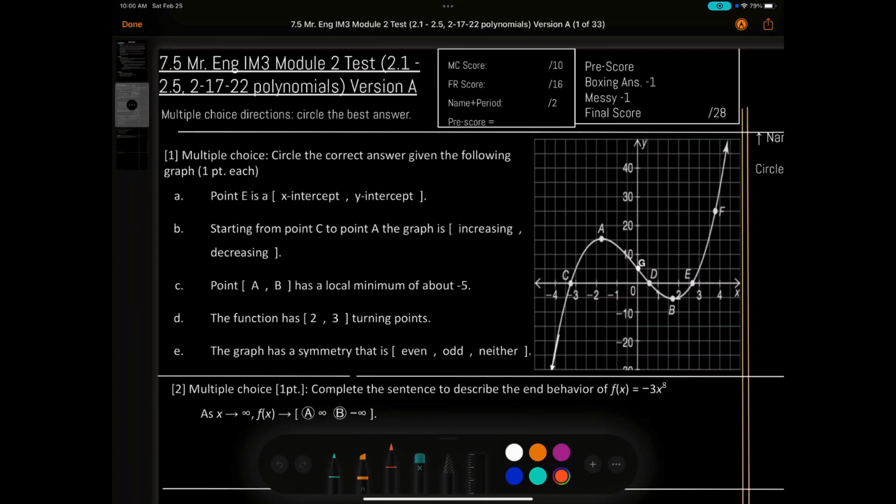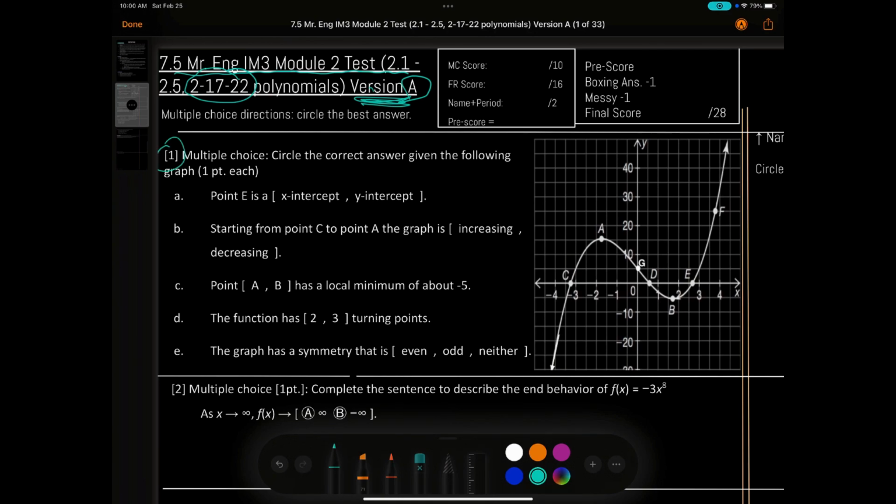Hey guys, this is Mr. Eng. Let's go over the 7.5 IM3 Module 2 test, 2.1 to 2.5, February 17th. This is version A. Multiple choice directions: circle the best answer.